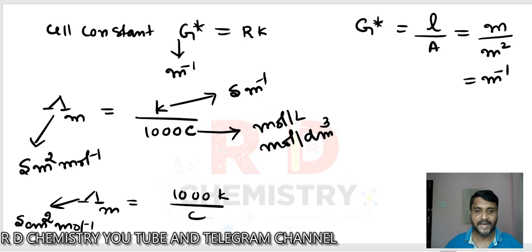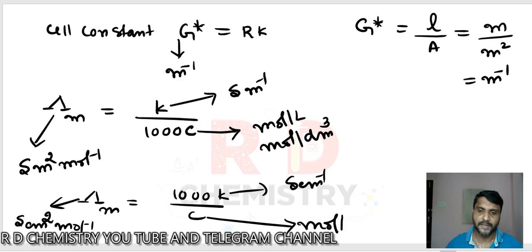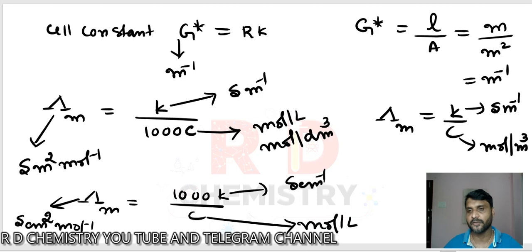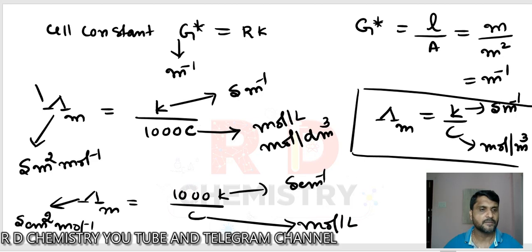Remember this one. K is in terms of Siemens centimeter inverse, and C we generally write in terms of mole per liter or mole per dm cube. One more: if you want only the pure SI unit, then lambda m is equal to K divided by C, where K is in Siemens meter inverse and C is in mole per meter cube, the number of moles per unit volume, with volume in meter cube. So this is the pure SI unit. Generally, problems are based only on this. This is the generally asked one.